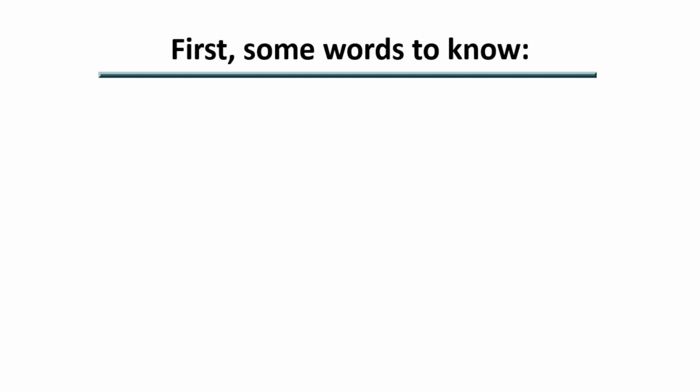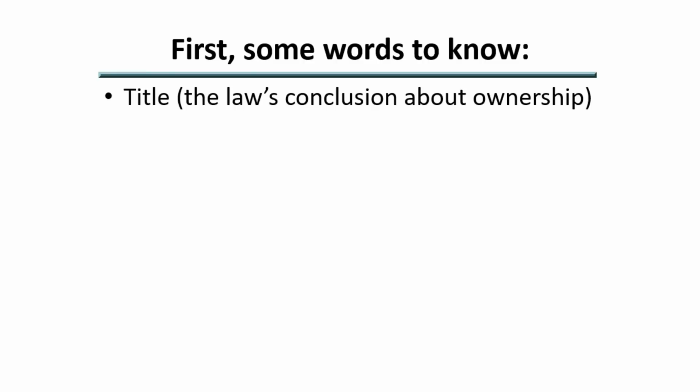Now, before we dive into adverse possession in detail, there are some words that you need to know. So we're going to do a little glossary of those words here. The first word is title. And when most people hear title, they think of a piece of paper, something like the certificate of title for a car or other motor vehicle. But when we say title in real estate law, we're not talking about a document at all. We're talking about the law's conclusion about ownership.